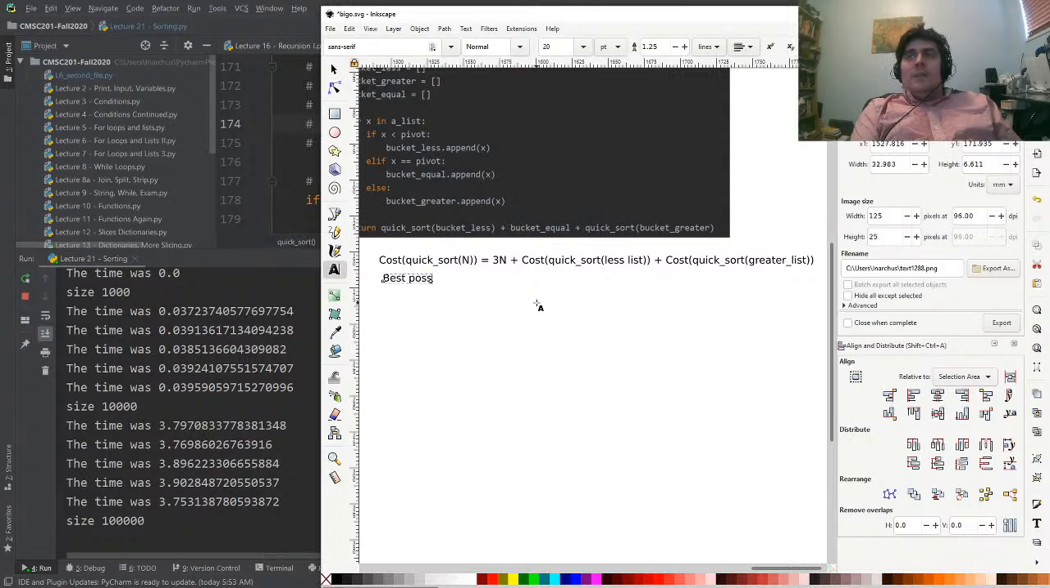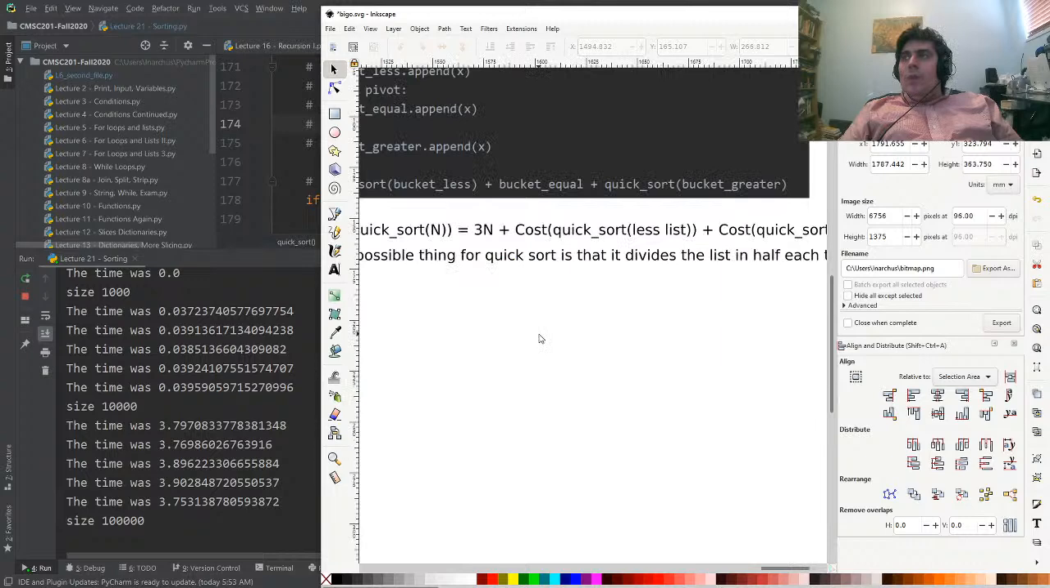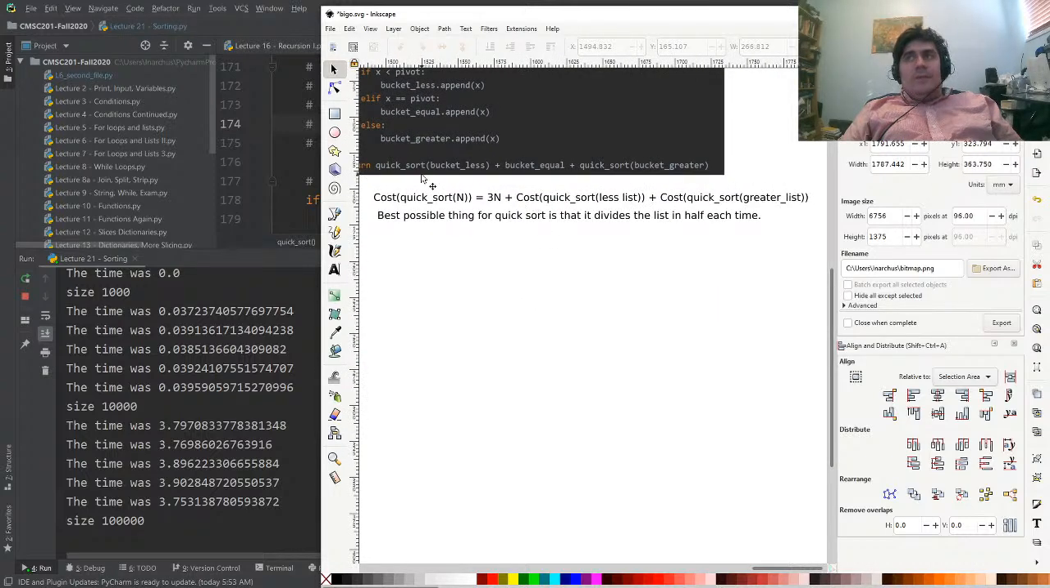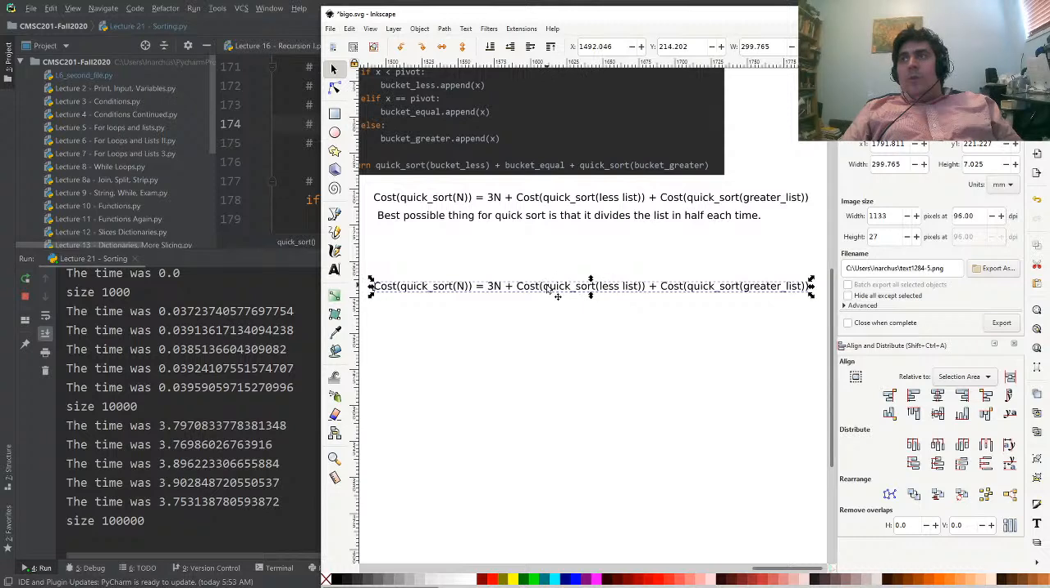So the best possible thing for quicksort is that it divides the list in half each time. That's the whole point here: if it divides the list in half each time, then we're happy. And let me show you why we're happy. We're happy because we end up getting a summation. Basically, if this is n over 2, and say this is n over 2, this is our best case analysis.